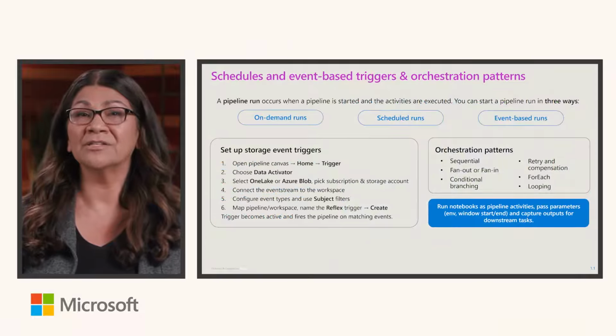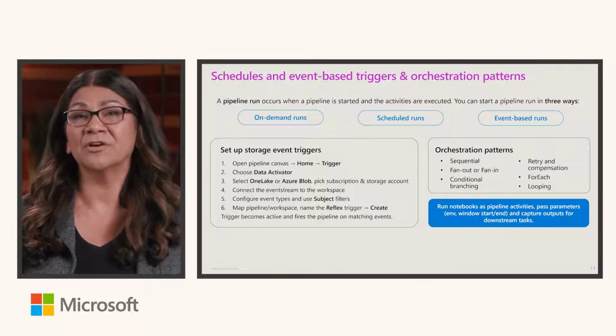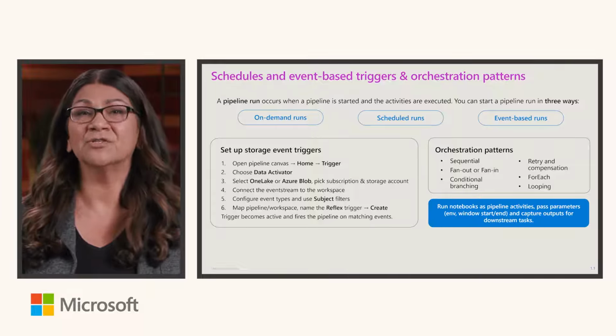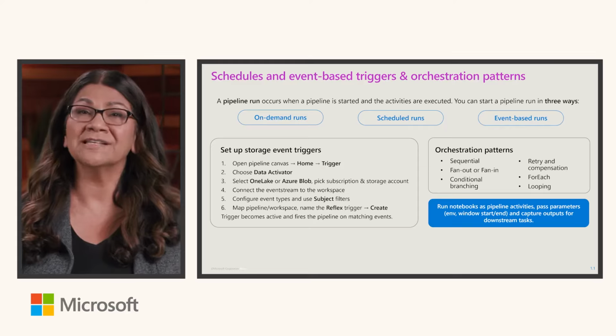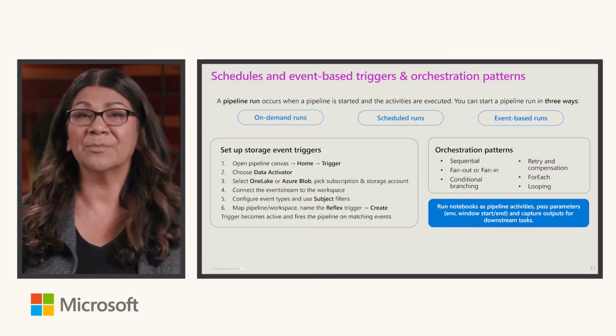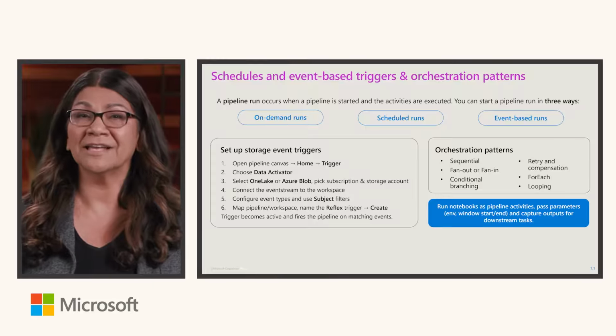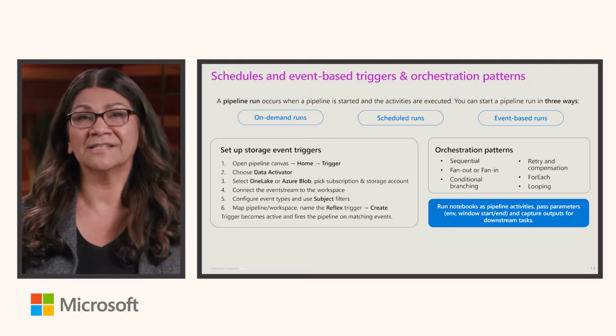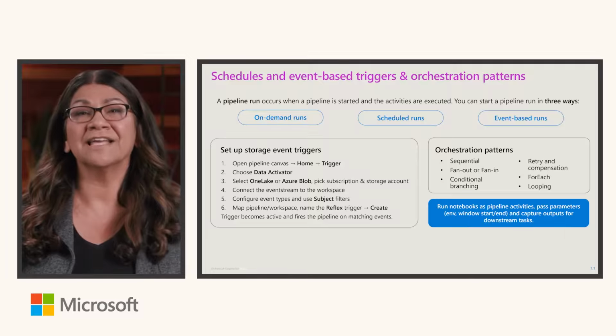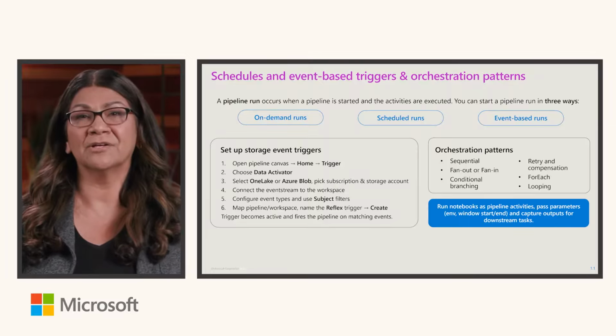Let's look at how Microsoft Fabric automates data workflows with scheduling and event-based triggers. You can run data pipelines on demand by manually triggering them, or set up schedules to run them automatically at specific times and frequencies. This is perfect for routine tasks like daily data loads.